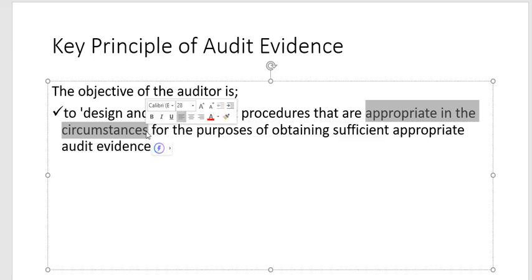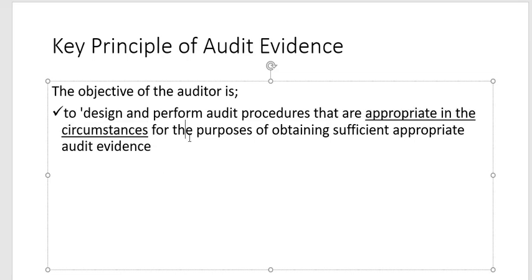Appropriate in the circumstances means we should be getting evidence at the required level. For example, we want to audit a fleet of motor vehicles which have just been acquired. Then you cannot say the best audit evidence is to ask the watchman. That is wrong. What we mean is that when I try to gather evidence, I should get the right evidence which is related to those circumstances.